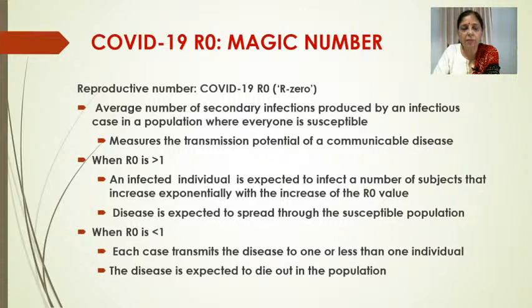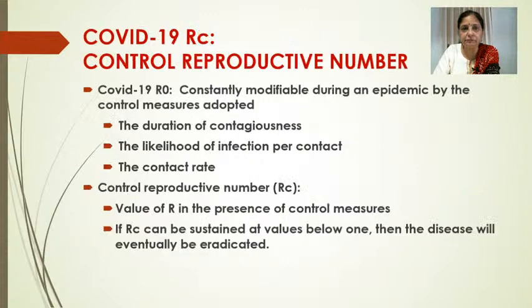When the R0 number is less than 1, that means each case transmits the disease to one or less than one individual, and the disease is expected to die out in the population. That means it won't spread more.